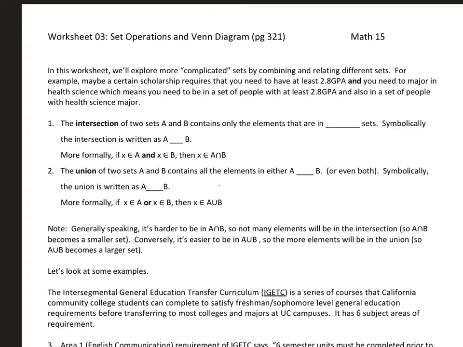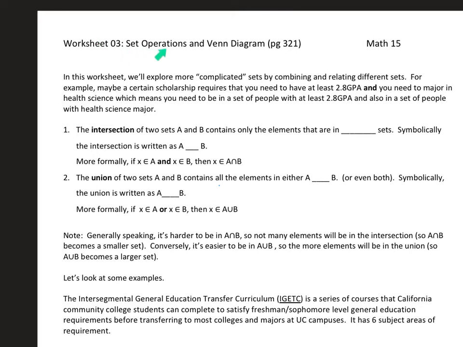All right, welcome to worksheet number 3, set operations and Venn diagram. That corresponds to textbook page 321. Last worksheet we talked about the concept of sets and how we use it to categorize or group different people into different groups. In the worksheet, we'll explore more complicated but more realistic sets by combining and relating different sets.